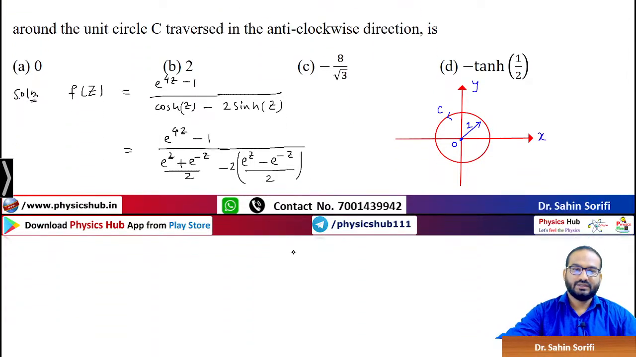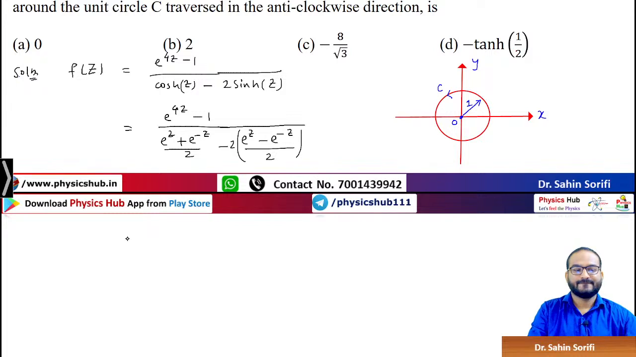So what you get at the end is e to the power 4z minus 1, and this 2 is coming to the numerator. Look, e to the power z minus 2 e to the power minus z, so minus e to the power z, and here it is plus 2, so 1 minus 3 e to the power minus z minus e to the power z.